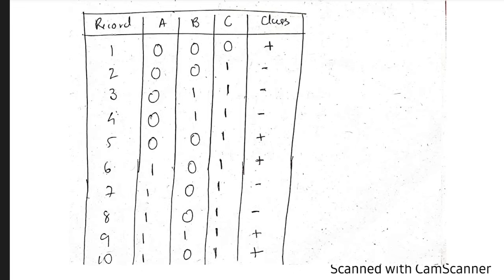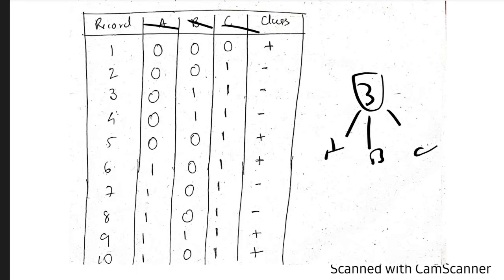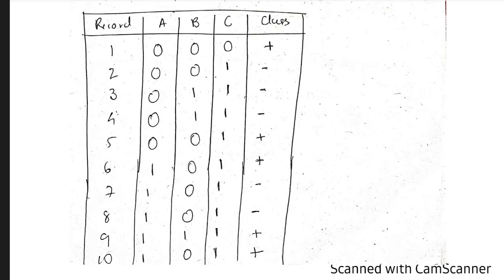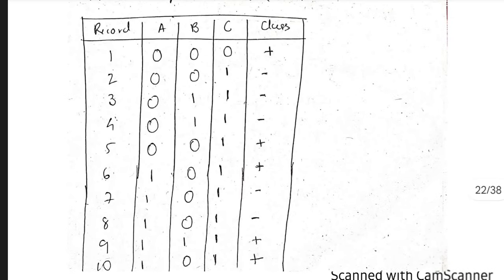How many attributes are there? 3 attributes are there. Which are those 3 attributes? A, B, C. Keep everything simple, very simple. Don't take it to head, don't hurry. Ample amount of time is there. Easily do this question. Sure shot 8 mark question.